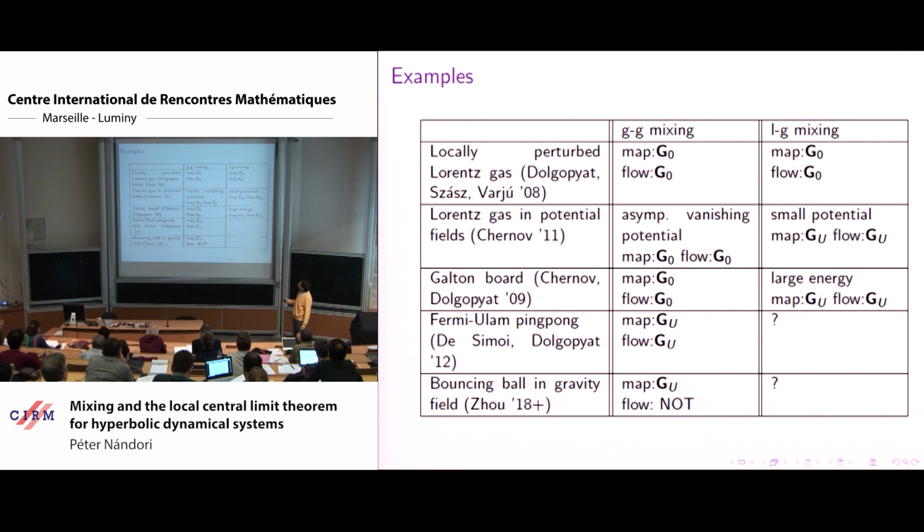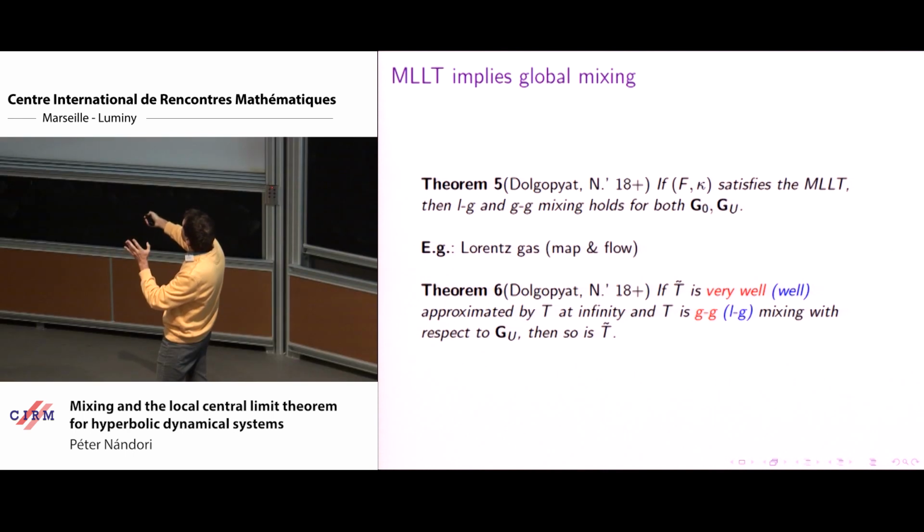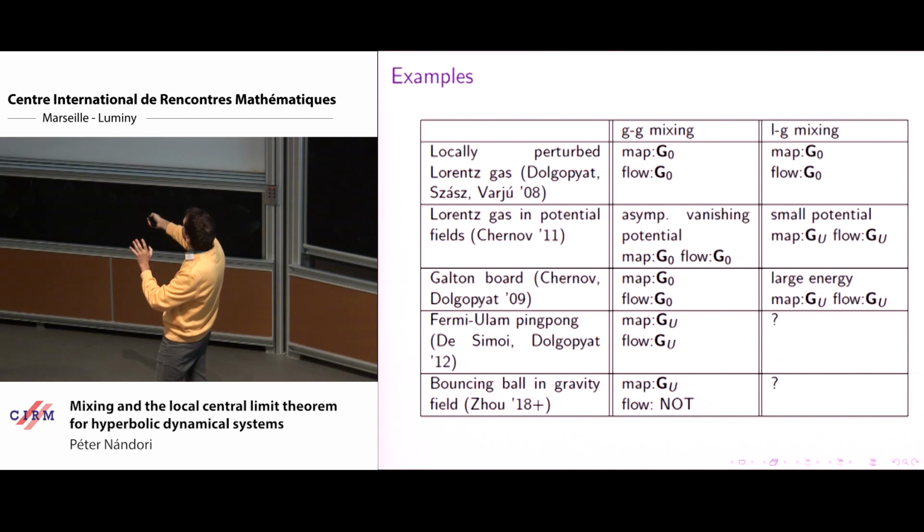There are results for the Galton board, and there are results for certain ping pong maps. So in case of ping pong maps, well, here I'm really hand-waving. There are, of course, a lot of conditions. For instance, if you look at this paper, there are some conditions under which the ping pong map can be well approximated by a periodic map at infinity. Okay, so this is exactly the kind of setup where I want to use this theorem. And yes, you can do that. And because of this paper and the previous theorem, you can conclude the global mixing for both map and flow. Okay?